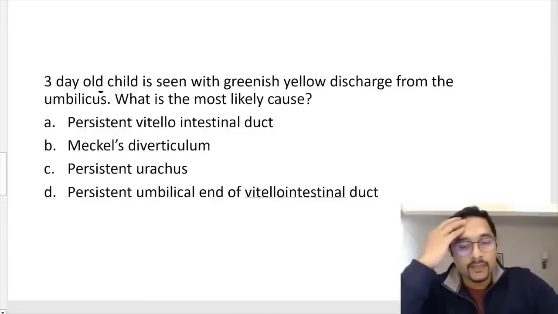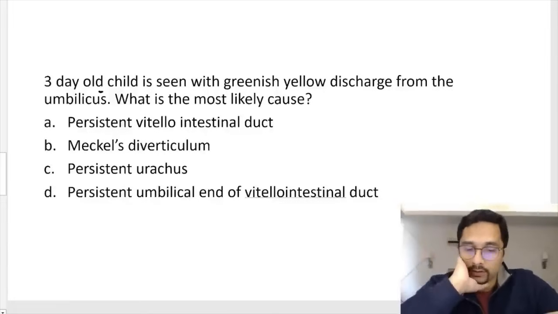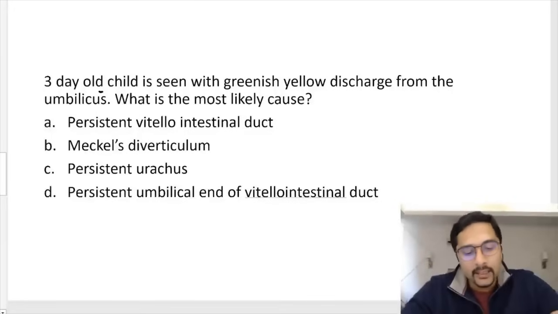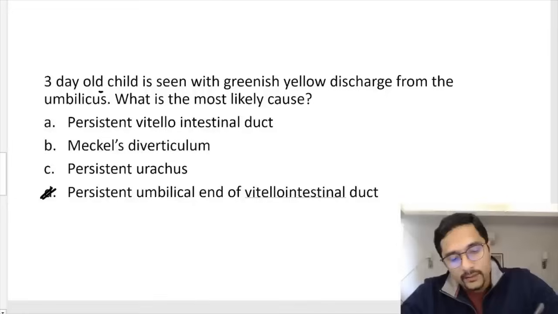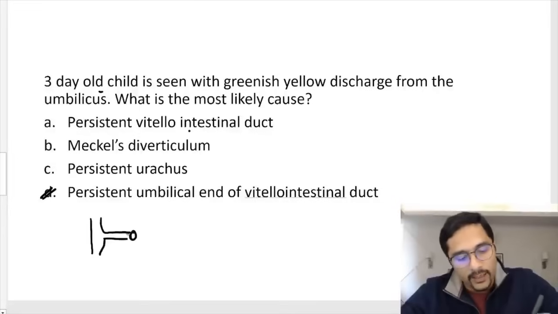3-day-old child comes with greenish-yellow discharge from the umbilicus. What is the most likely cause? So greenish-yellow discharge from the umbilicus. This is persistent umbilical end of vitellointestinal duct. So what is this vitellointestinal duct? This vitellointestinal duct joins the small bowel with the umbilicus. This is the vitellointestinal duct.